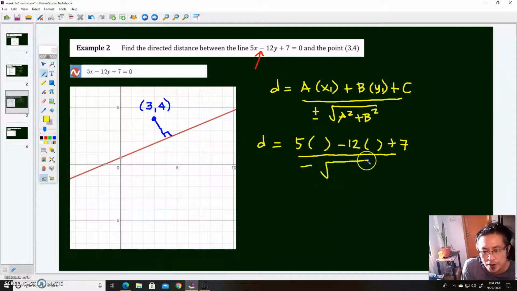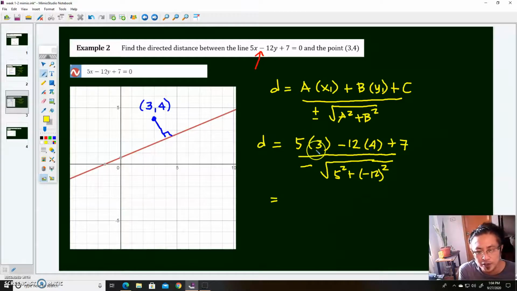And then square root of, again, 5 squared plus, actually, this would be a negative 12 squared. Don't forget, it's a negative. Anyway, it will be squared, it will still be a positive. So let's just simplify this. So 3 will go in here, 4 in here.